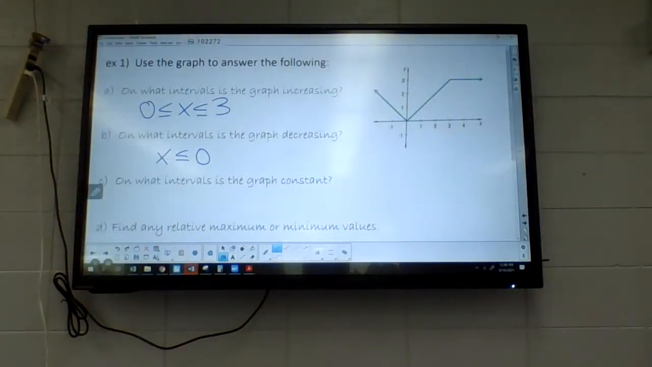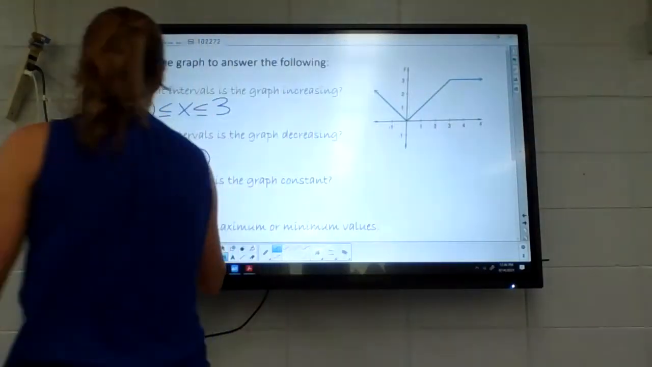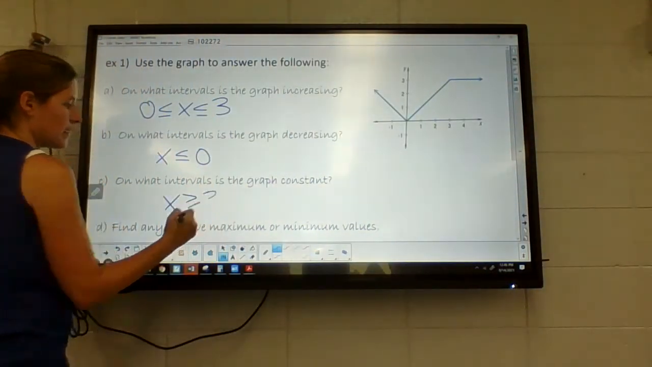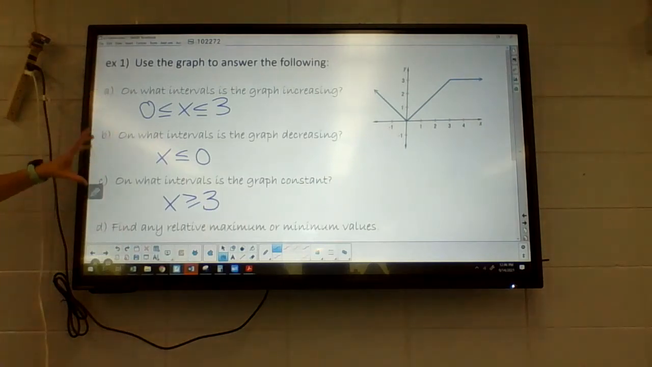Remember constant, that constant in your life, the person that just never changes, their even keel, 3 and above, right? So x is greater than 3. And really, if I ask these 3 questions, basically the whole graph should be covered. There's not a lot of other options there, it's either increasing, decreasing, or constant.